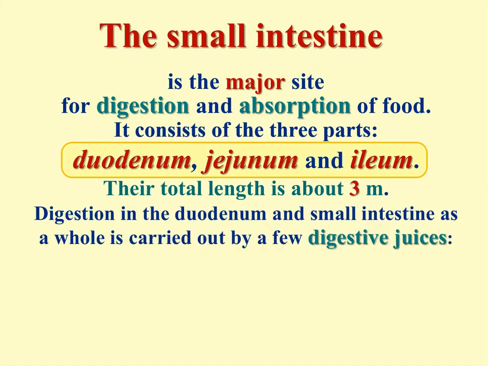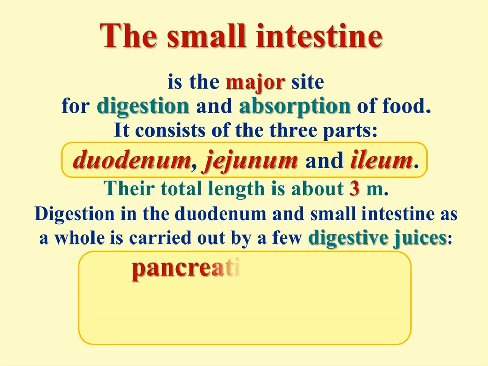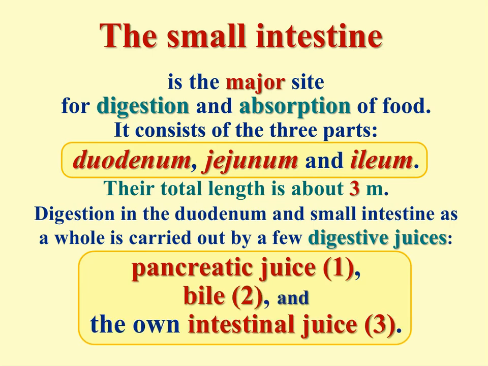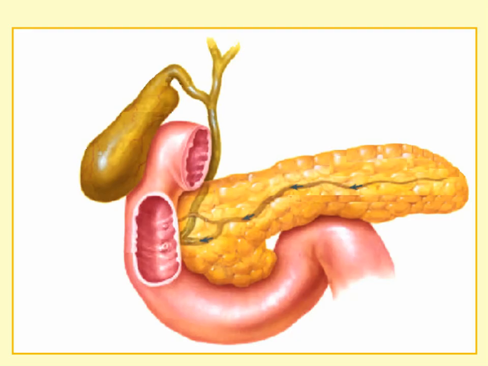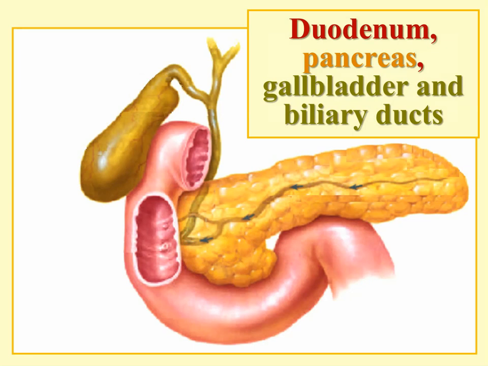Digestion in the small intestine is carried out by 3 digestive juices. First, pancreatic juice, then bile, and finally the intestine's own juice. First, let's recall the anatomy of the duodenum, pancreas, and gallbladder with biliary ducts. You see here the duodenum and major glands. Not all of them are shown in the picture.